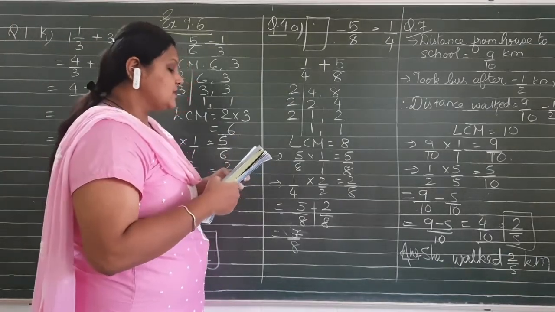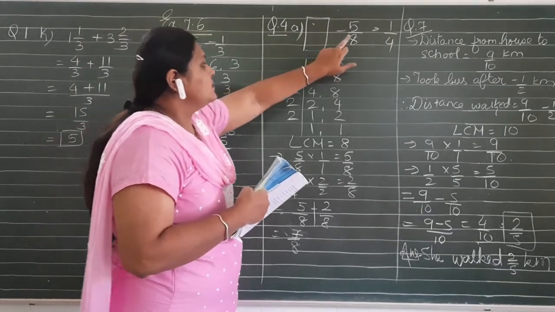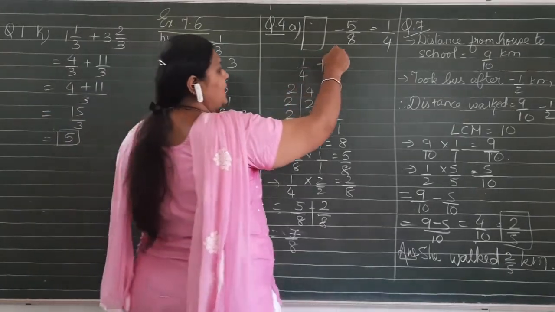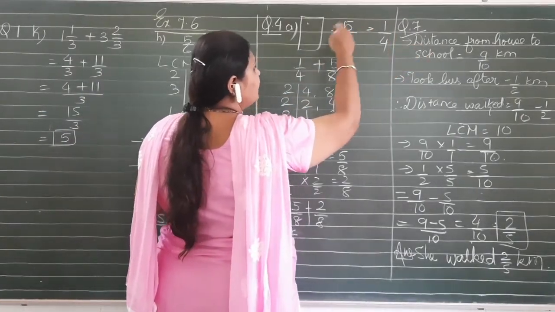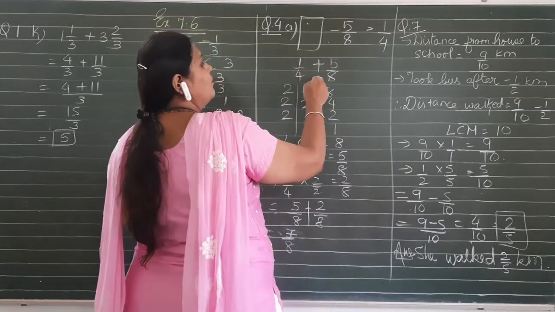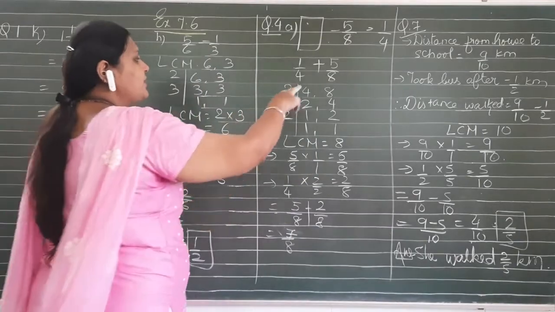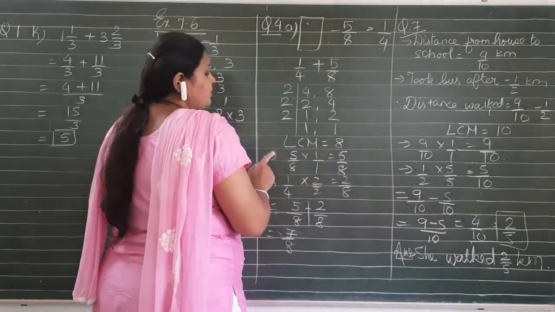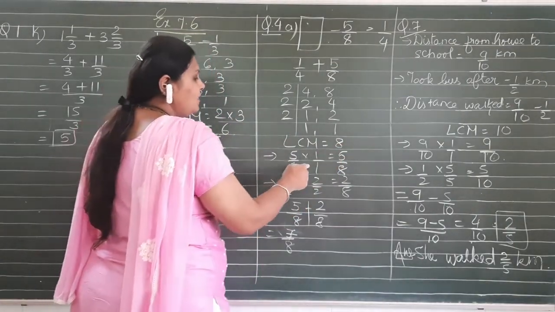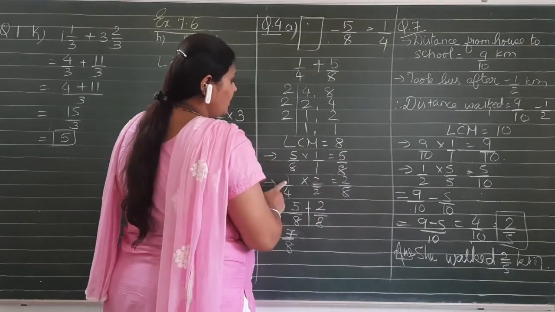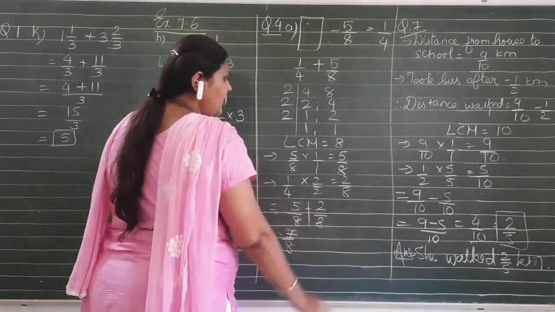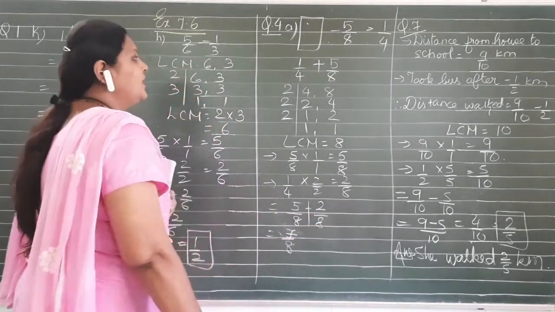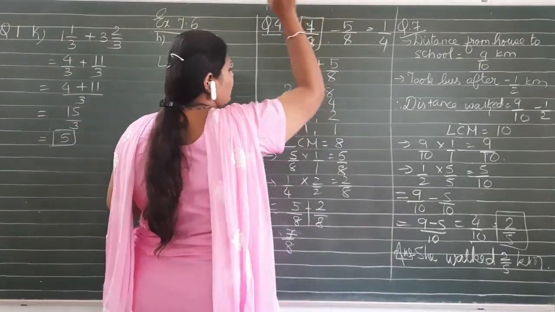Now let's see question number 4. Fill in the boxes. First one, dash minus 5/8 equals 1/4. Now we will shift 5/8 to the other side of equal. It will become positive. So 1/4 plus 5/8. Now let us find out LCM. LCM of 4 and 8 is 8. So we'll make denominator equal. 5/8 into 1/1, 5/8. 1/4 into 2/2, 2/8. Now we will add 5/8 plus 2/8. It is 7/8. So here it should be 7/8.